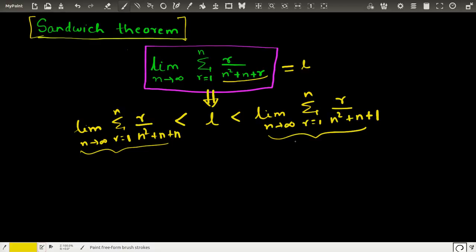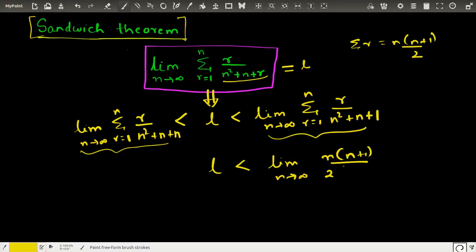And clearly what we see over here, we also know that the summation of r is nothing but n into n plus 1 upon 2. So if we put those values, the limit L, the upper function would be converging to the summation of r, which is n into n plus 1 upon 2, and in brackets we have n square plus n plus 1, right?